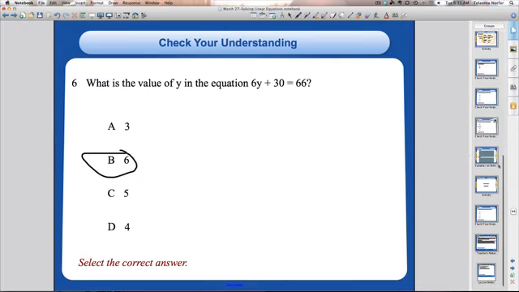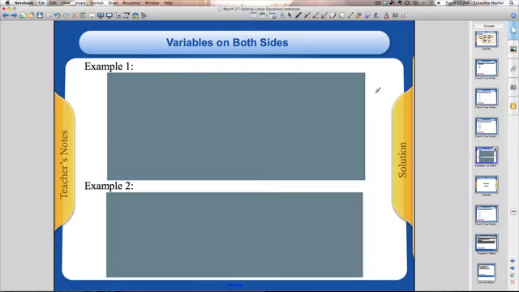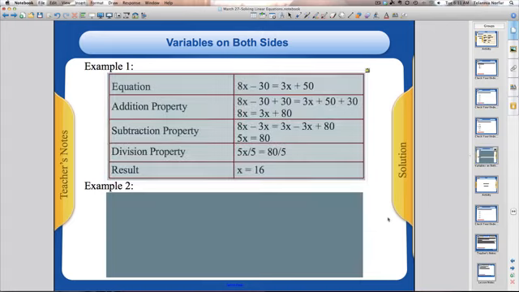Okay, last but not least, let's look at variables on both sides. This is when I have a letter on both sides of the equation. Here's our first example. Go ahead and pause the video until everyone has written down these steps, because this is a new process from what we did yesterday. Okay, now let's go over the principles. Again, we first added 30 to both sides, or addition property. And then we subtracted 3x from both sides. And then we divided at the end.